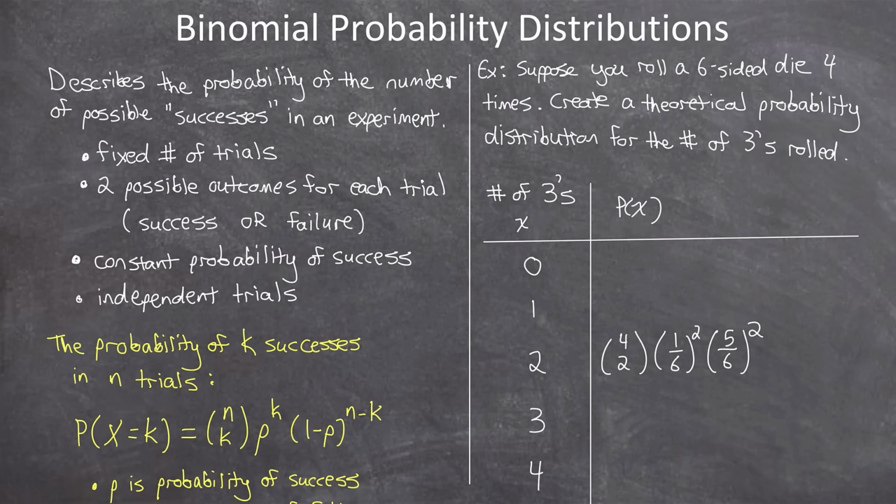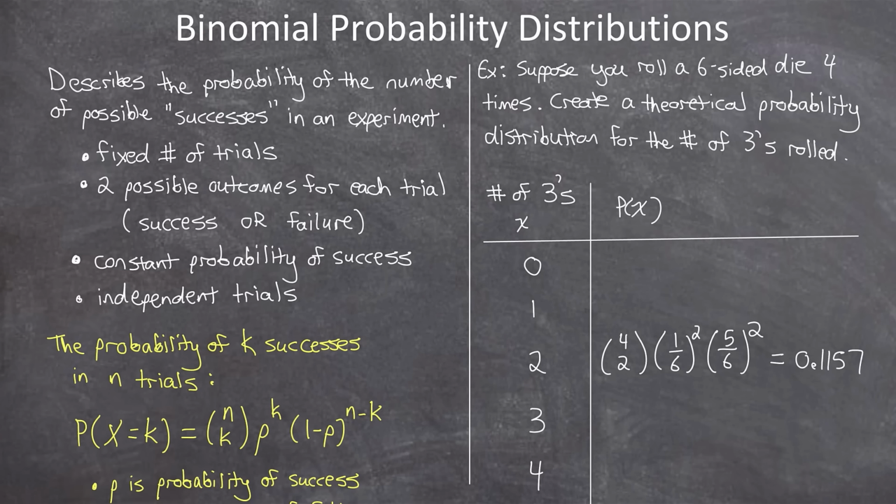But that's not the only way you could have 2 successes. 4 choose 2 tells you the number of different ways we could choose 2 of the 4 rolls to be successful. So finding the product of all 3 of those will give us the probability of having 2 successes out of 4 rolls. And if we calculate that, it's about 0.1157.